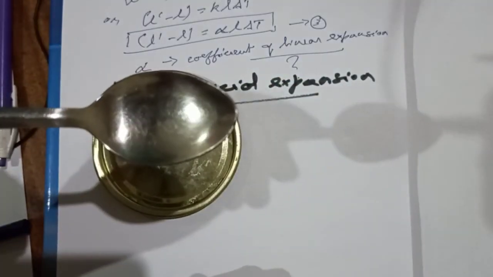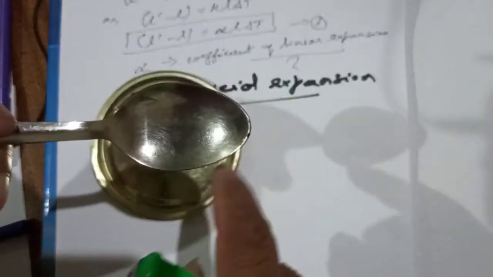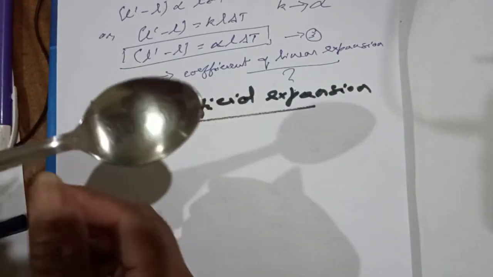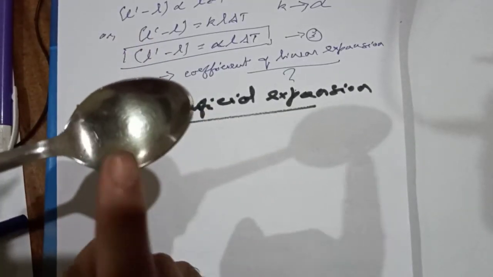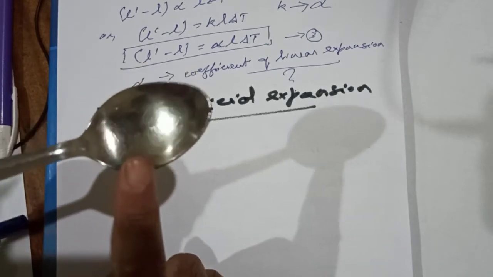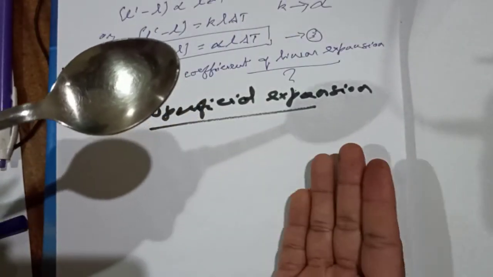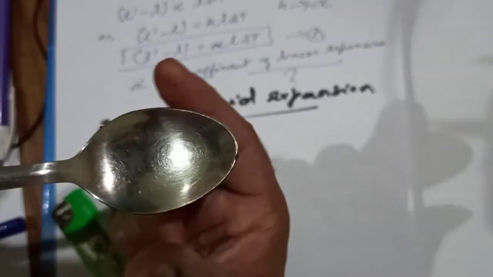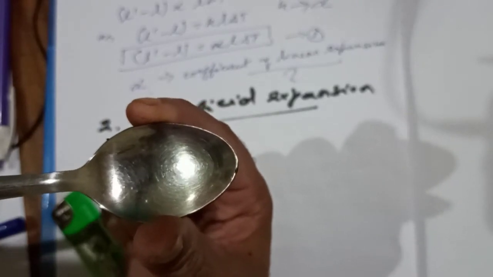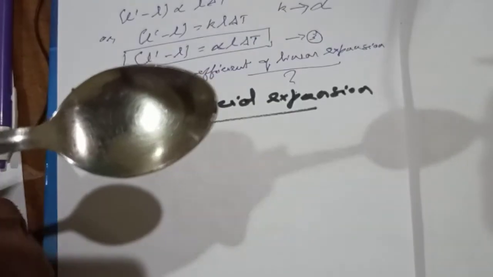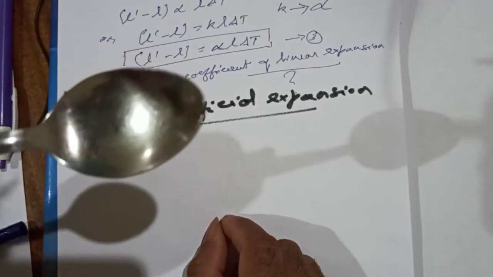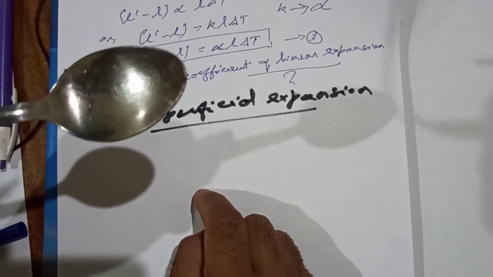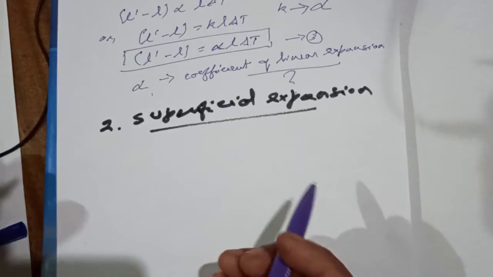So the expansion in area is called the superficial expansion. And just like before in the linear expansion, if we use different materials like copper, iron, aluminum, they will behave differently with the same amount of temperature, the same amount of heat. That is also a coefficient. Here we call it the coefficient of superficial expansion. Now we shall write some equation.